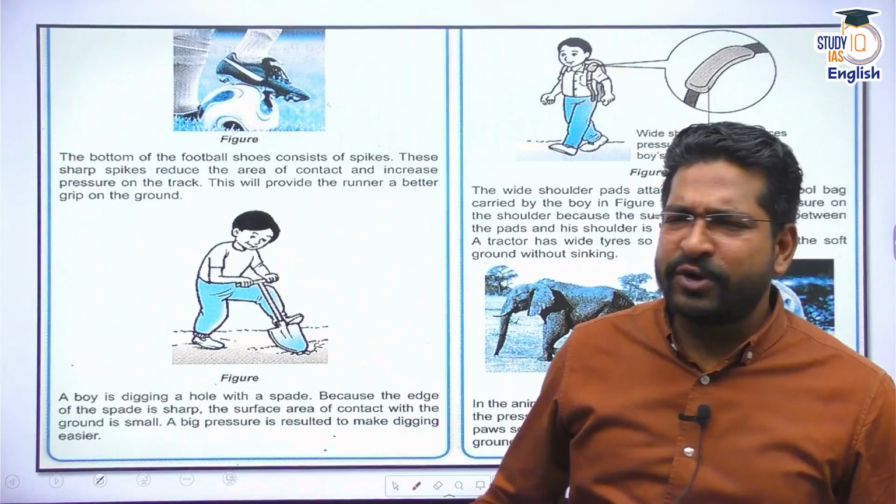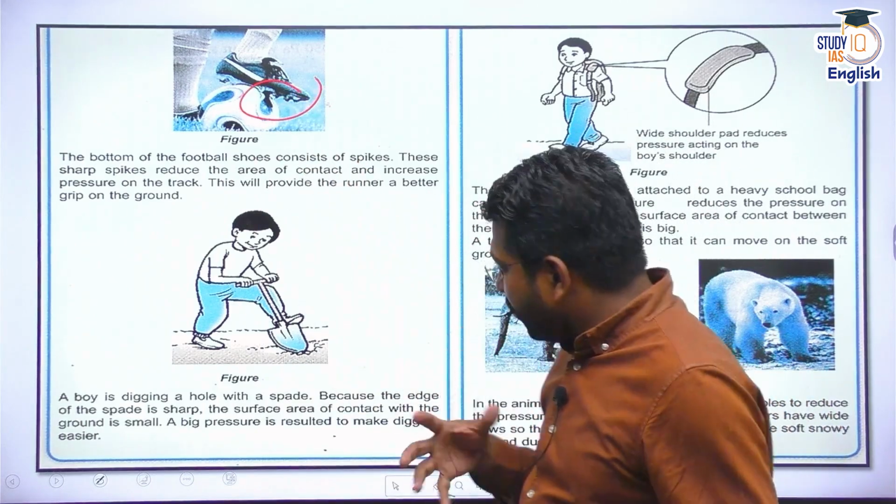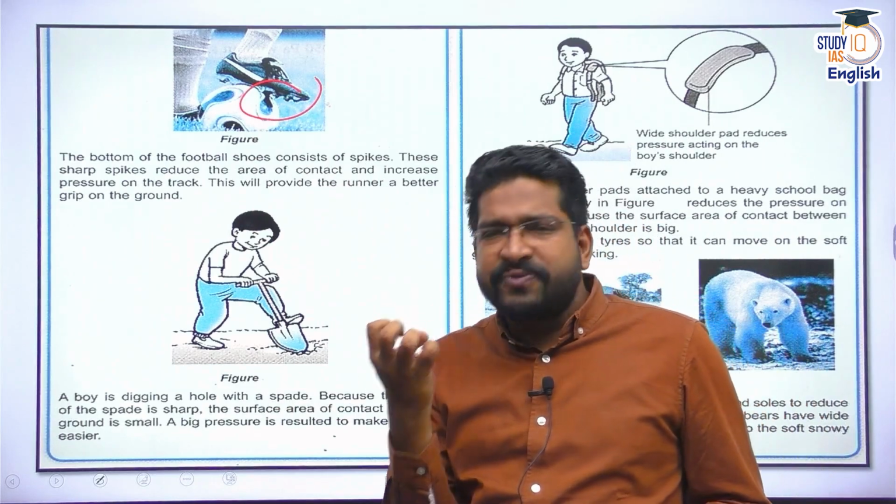The same applies here for a footballer or for a cricketer. They use shoes with spikes. You must have seen them with spikes. Now, why do they use these spikes? What is the use of this spike?